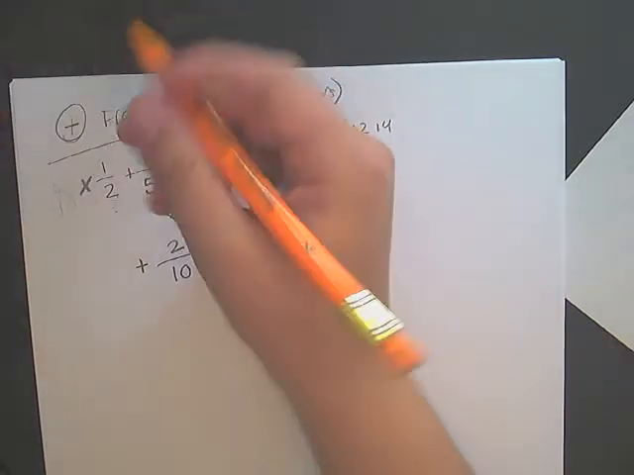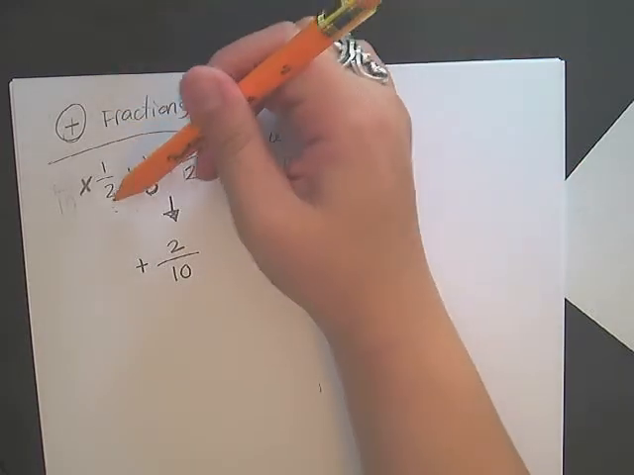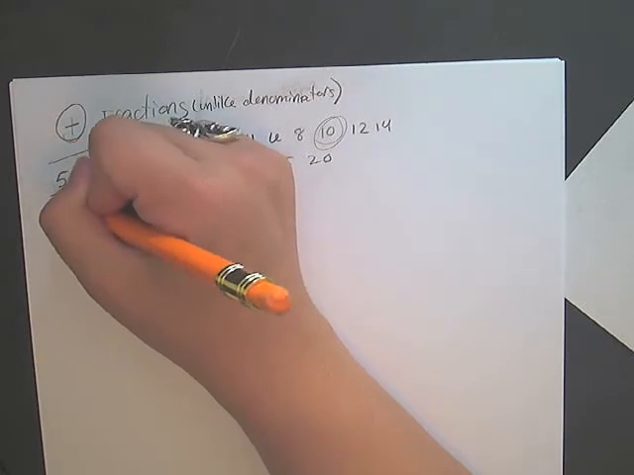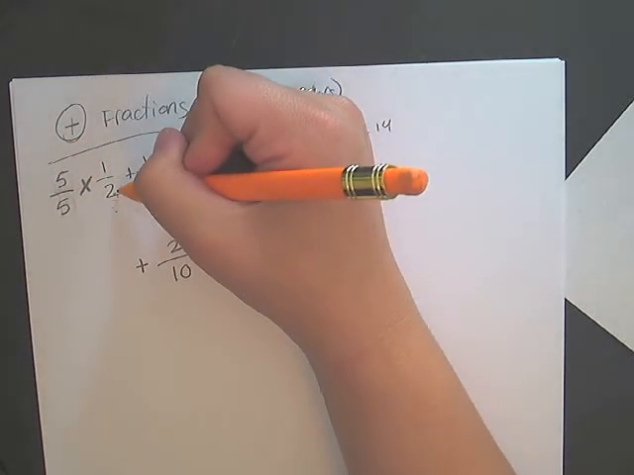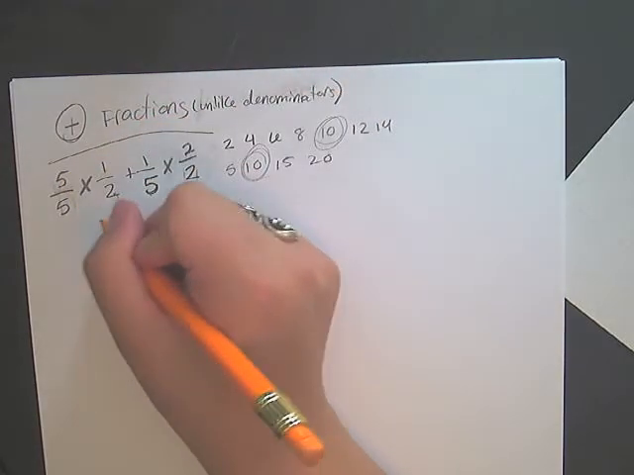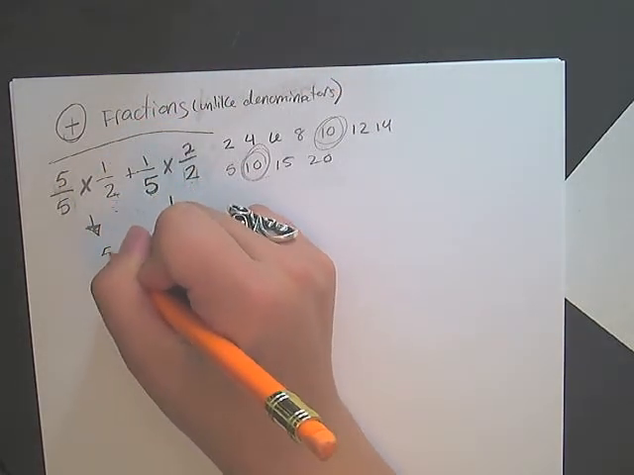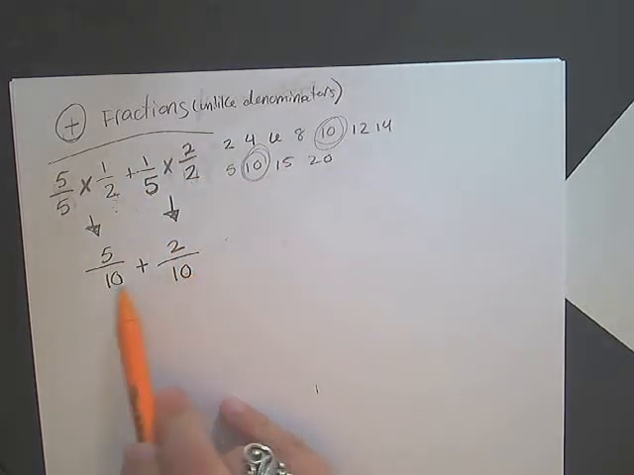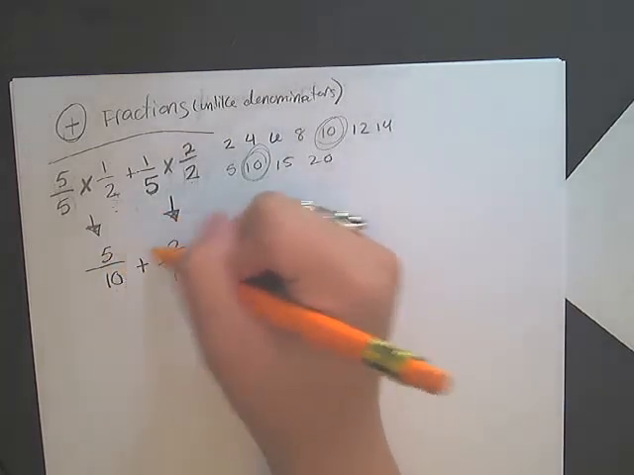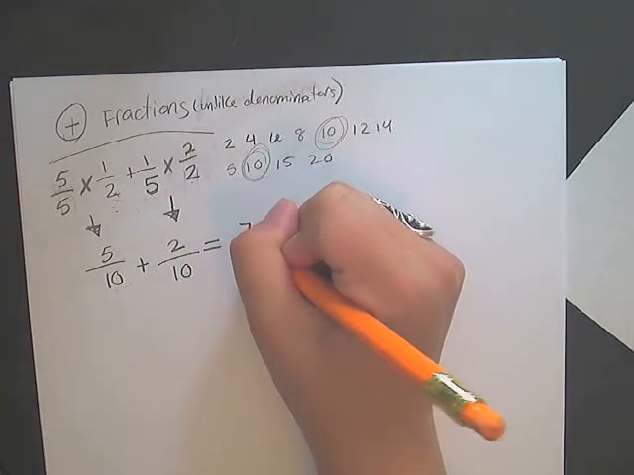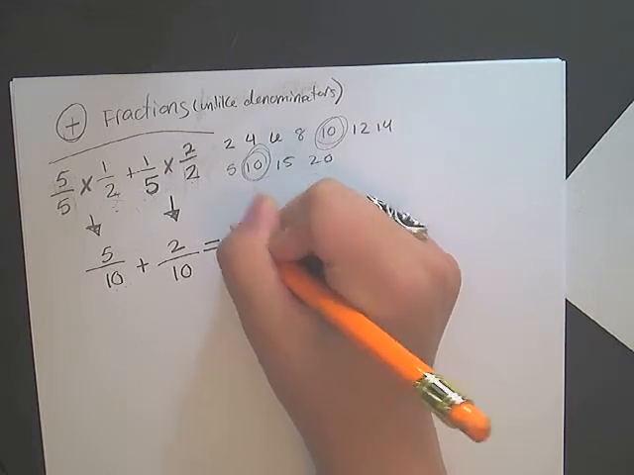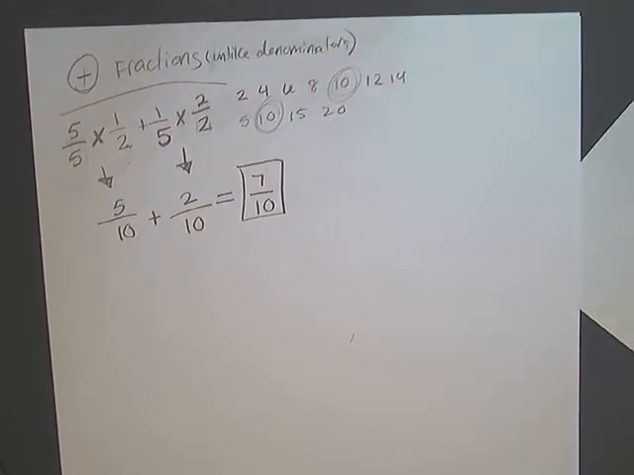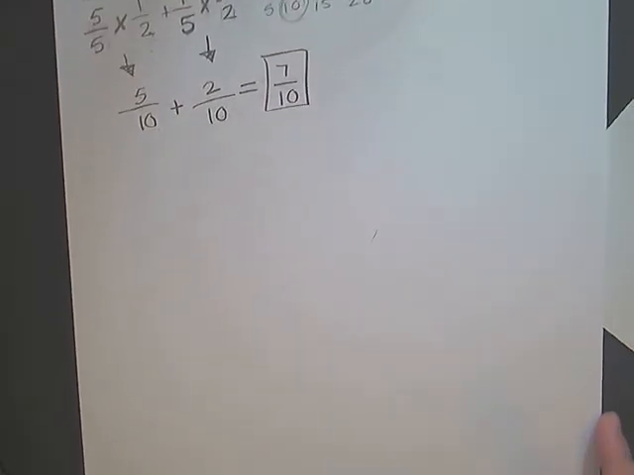So then how do we get 2 to 10? What do we multiply 2 by? 5. So we multiply it by 5. So we have to multiply the top and the bottom. Like she said, what we did to the top, we have to do to the bottom. So 1 times 5 is going to be 5, and then 5 times 2 is going to be 10. Now we have a common denominator. They're the same. So we can add across the top, which is going to be 7 over 10. And that is your answer. Everybody understand adding fractions with unlike denominators?